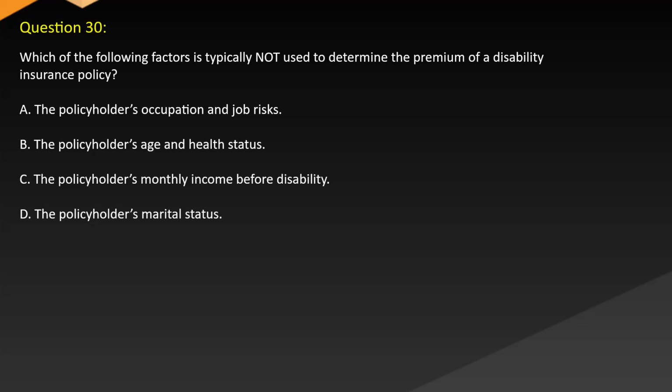Question 30. Which of the following factors is typically not used to determine the premium of a disability insurance policy? A. The policyholder's occupation and job risks. B. The policyholder's age and health status. C. The policyholder's monthly income before disability. D. The policyholder's marital status.